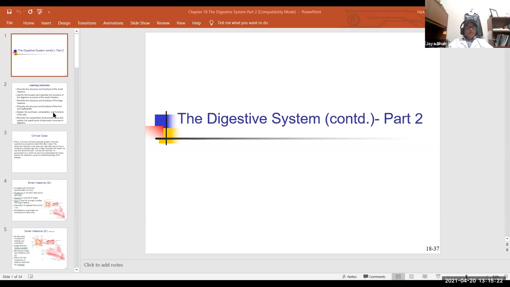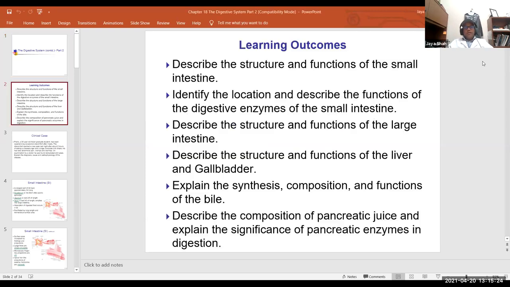Okay. So here, the learning outcome for today's lecture is to describe the structure and function of the small intestine. What is the structure and function? To identify the location and describe the function of digestive enzymes of the small intestine. So here, make sure you understand that.